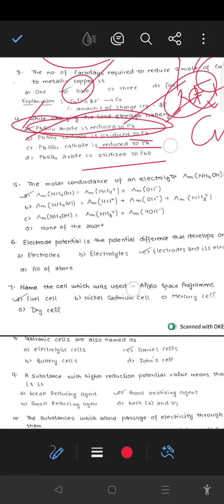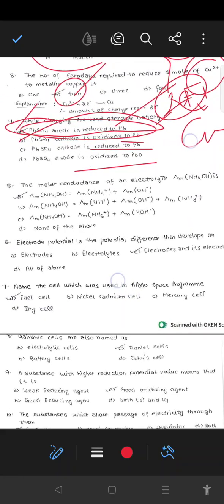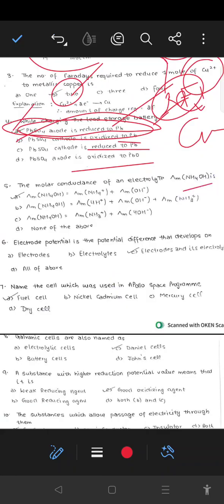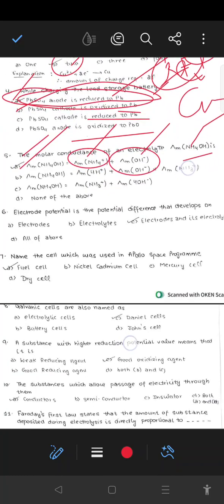Next, the molar conductance of the electrolyte ammonium hydroxide. So the molar conductivity for ammonium hydroxide by using Kohlrausch's law. According to the definition of Kohlrausch's law, the conductivity will be due to the individual ions. So it is the molar conductivity of the ammonium positive ion plus the molar conductivity of the hydroxide ion. So option A is the right answer.